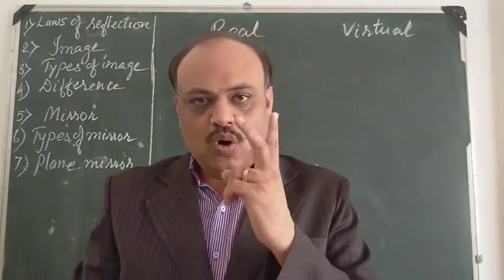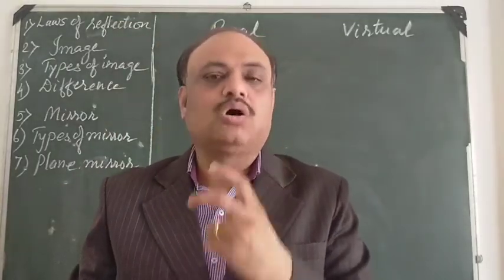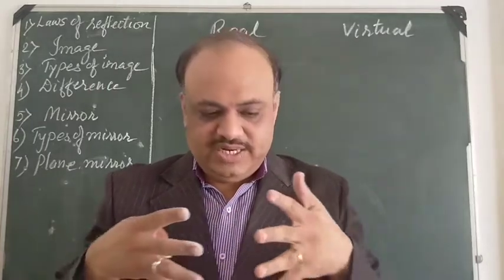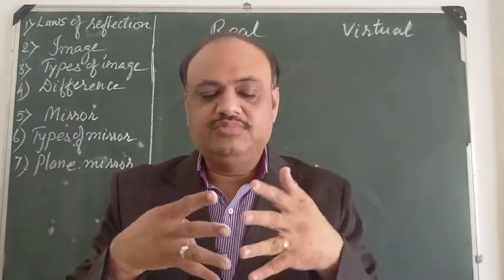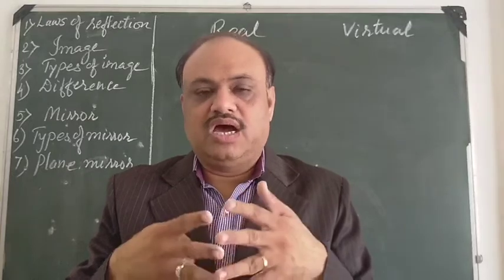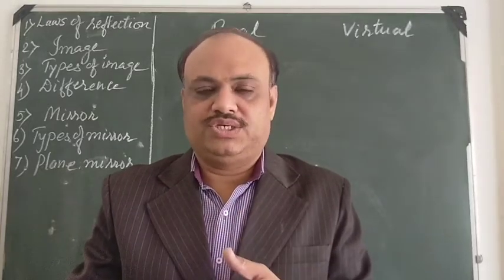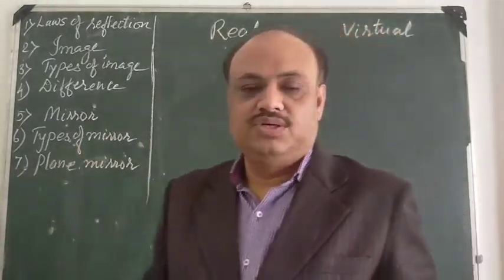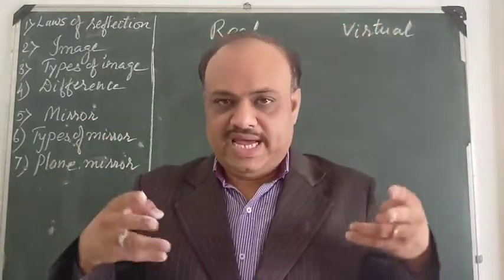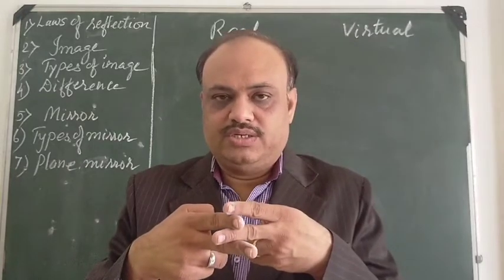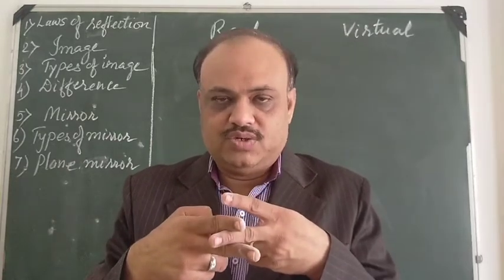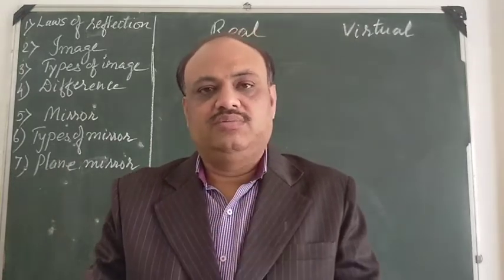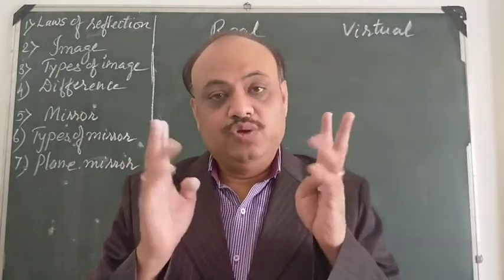When two or more rays actually intersect each other or actually meet at a point after reflection or refraction, then we can say that the image formed is a real image. When two or more rays actually intersect at a point after reflection or refraction, a real image is formed.